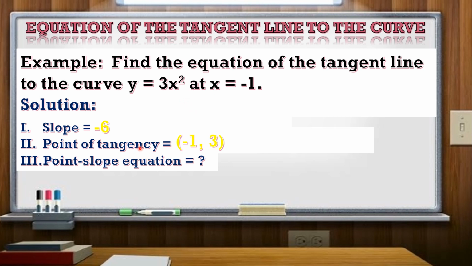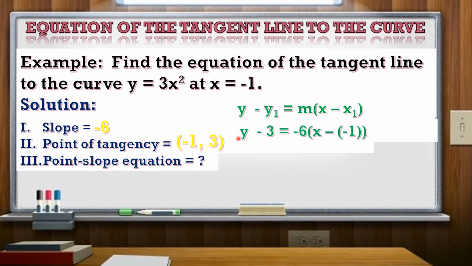Para naman sa point of tangency, you can use the value of your x here. Ito, x is equal to negative 1. Then substitute mo dito, that is also 3 times 1, which is the value of your y. So, yun yung point of tangency natin. Para naman sa point slope equation, same pa rin yung gagamitin natin. Ito, so yung y sub 1 natin is 3. Yung slope natin is negative 6, which is your m. And your x sub 1 is negative 1. Substitute, the equation becomes y minus 3 is equal to negative 6 times x minus negative 1.